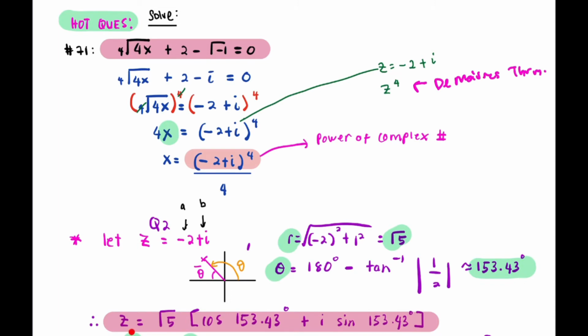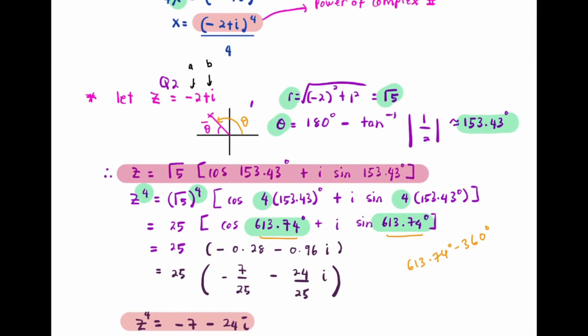So now let's write this in polar form. z is root 5 in bracket cos 153.43 degrees plus i sin 153.43 degrees. Now let's take power of 4. Let's use De Moivre's theorem. So z to the power of 4 is just r to the power of 4. Open up the bracket. The structure is cos plus i sin. Let's open up the angle here. Just take 4 multiplied by our angle. Okay, so this is 613.74 degrees.